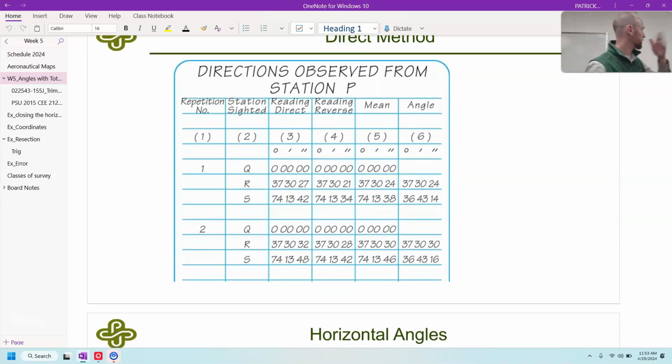So, there's just example field notes where you record those: your station, your sighting, measurement, measurement. And so this angle here between stations R and S is the difference between those two. So we're not saying that this angle is 37 degrees and this angle is 74 degrees. This one's 37 because it's 37 minus 0. But this one is 74.